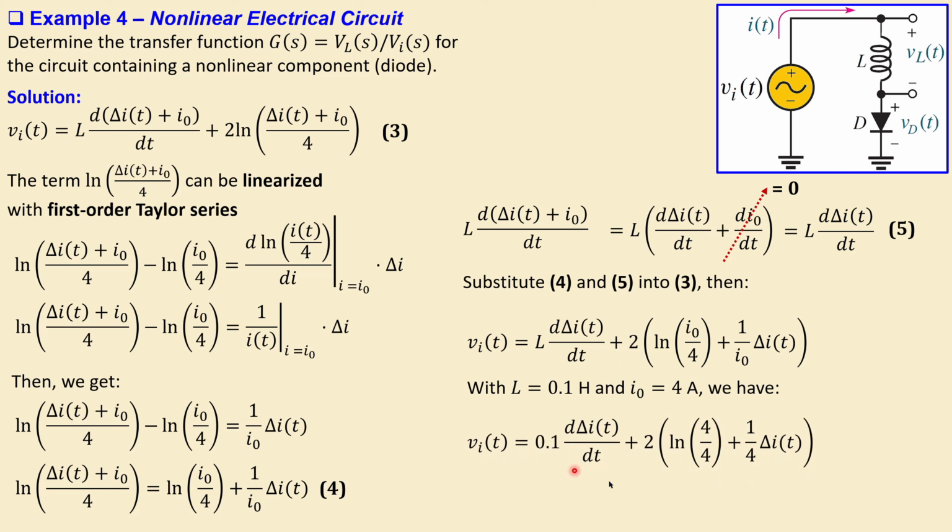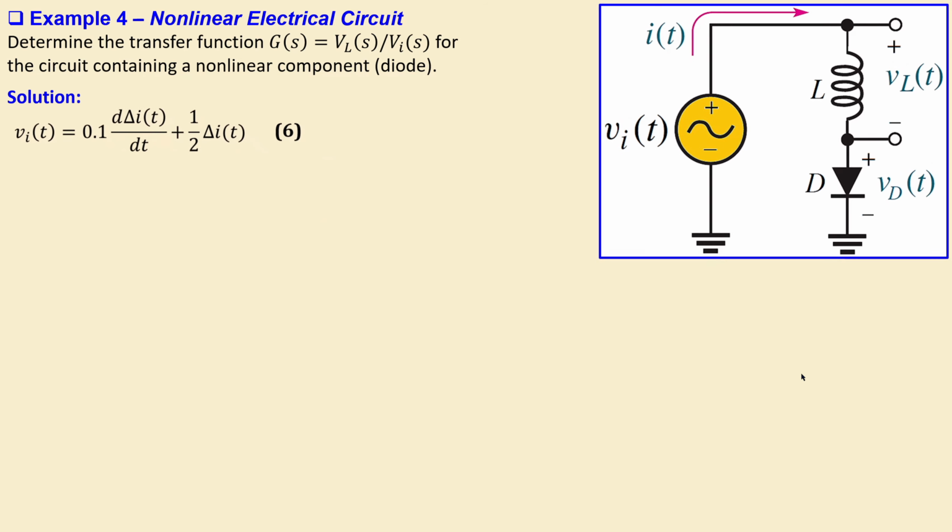Then we have the following: 2 times ln 4 over 4, that means ln of 1, and then we have 1 over 4 also. Now ln of 1 is 0, that goes, so 2 times that will be 2 over 4, which is 1 over 2, so 0.5, and this stays. And this is then our expression for the input voltage. Are we done? Not yet, because we want to have the output as our inductor current and our input this Vi. So let's label this as equation number 6 and move on.